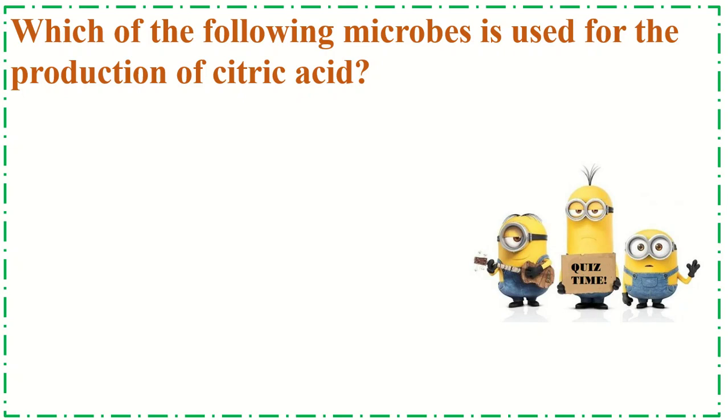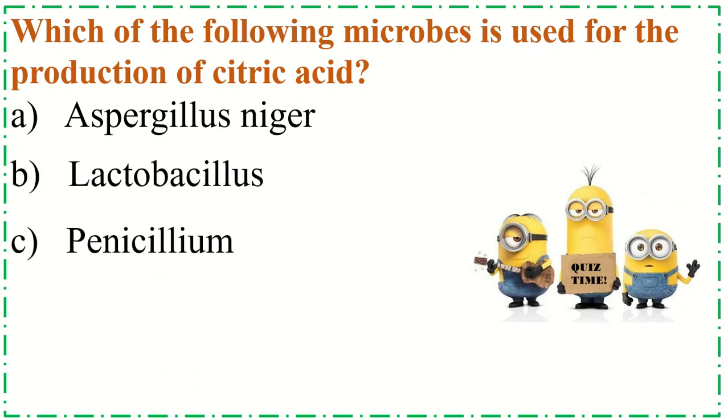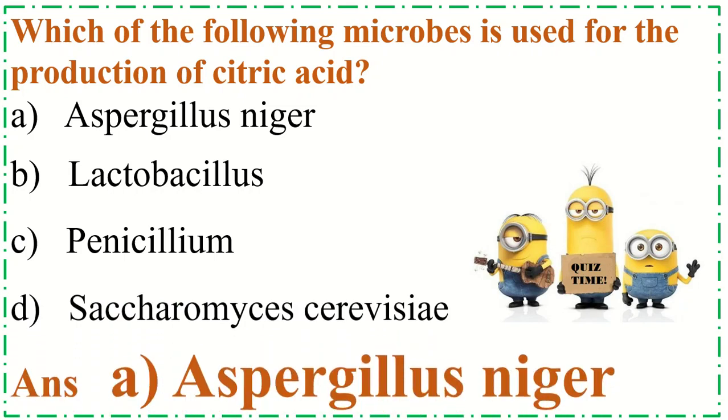Which of the following microbes is used for the production of citric acid? Option A, Aspergillus niger, B, Lactobacillus, C, Penicillium, D, Saccharomyces cerevisiae. Correct option is A, Aspergillus niger.